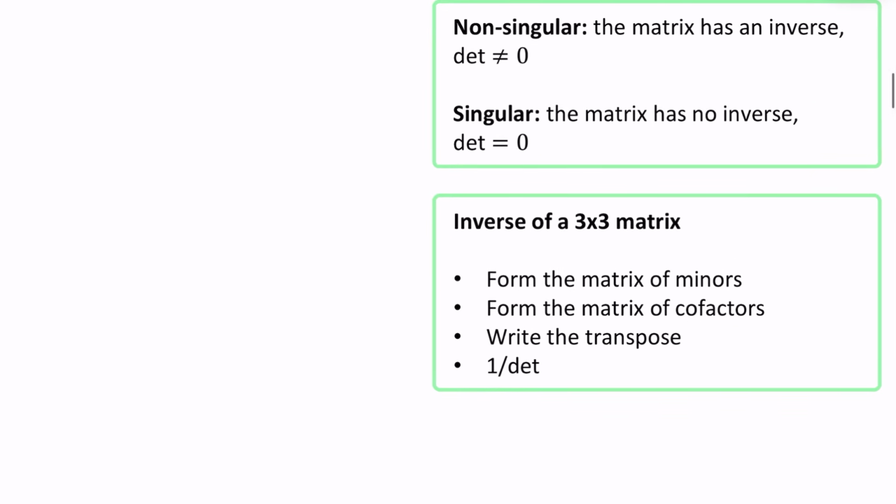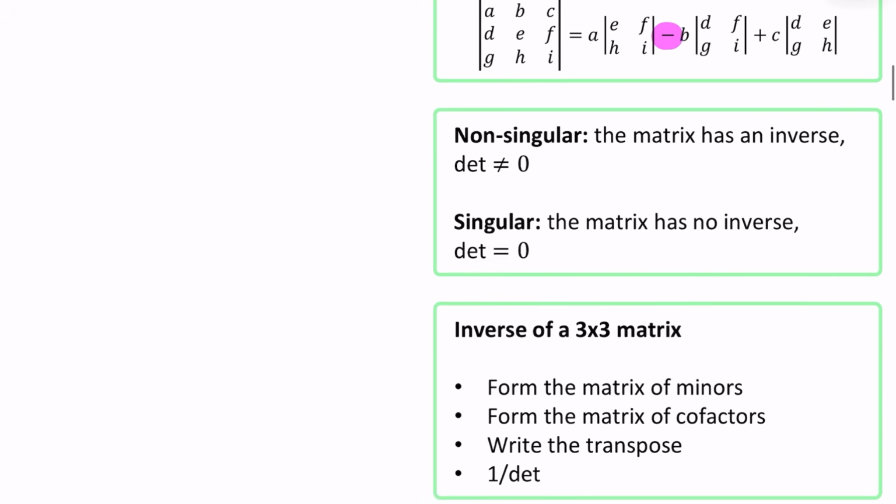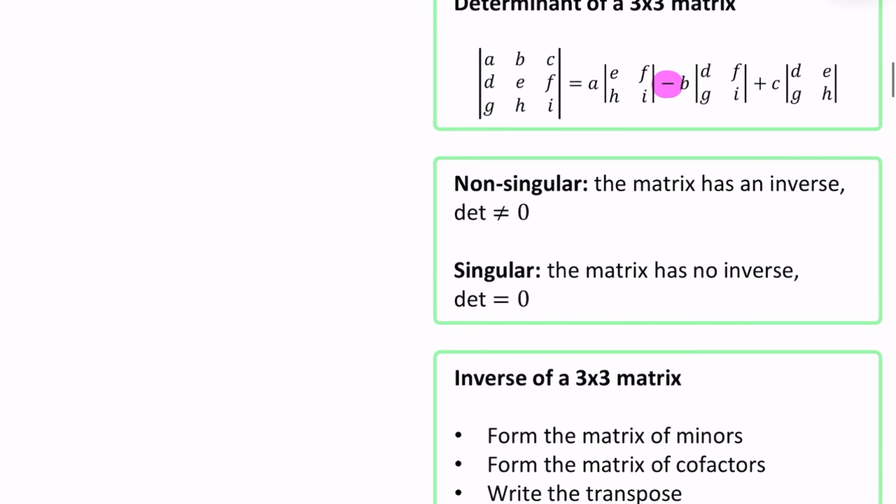Now, the process of finding the inverse of a 3 by 3 matrix is actually pretty long. The way that we do this, big deep breath here, is we start off by forming the matrix of minors. It has a similar process to this. I'll show you that in an example.